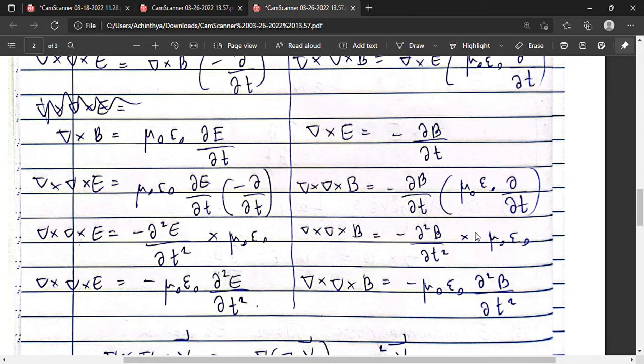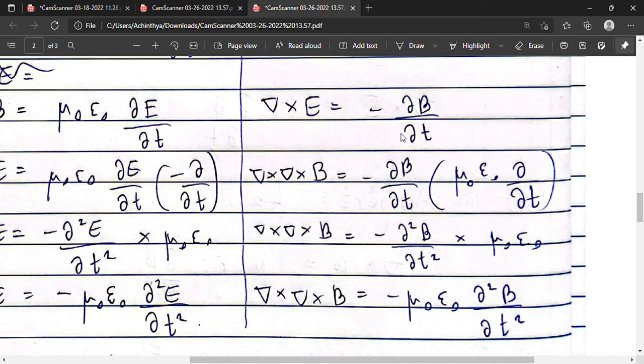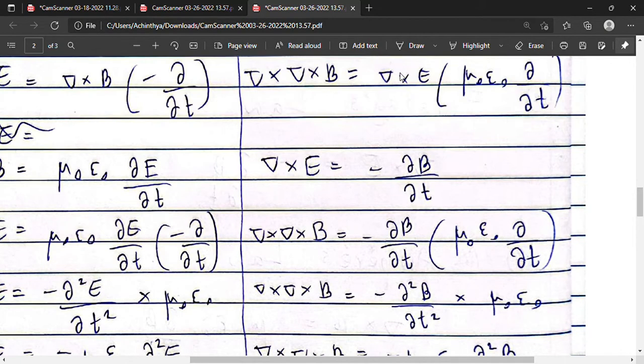We can do the same thing over here, as we can see, as we have substituted the curl of the electric field with this expression.